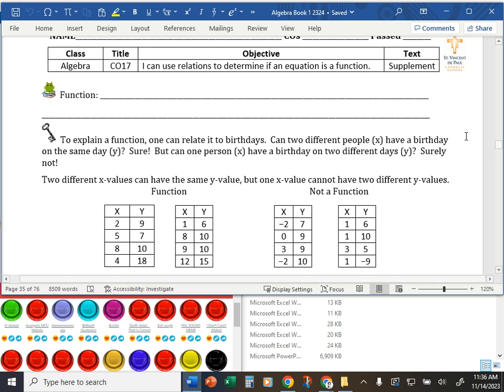Forging ahead with CO17, using relations to determine if an equation is a function.